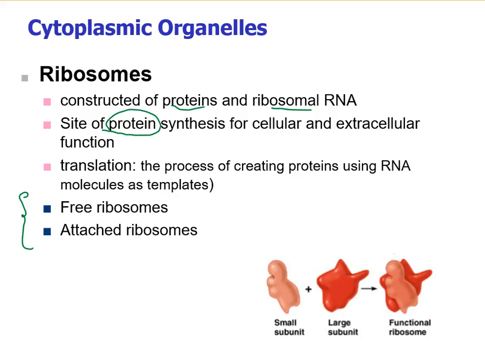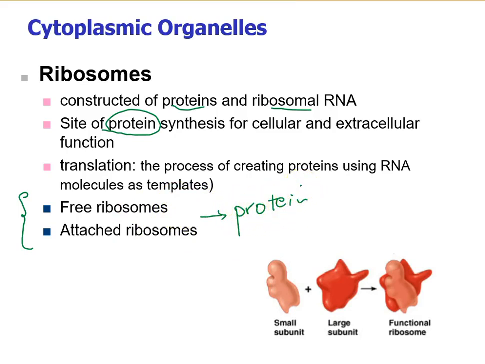Free ribosomes float around in the cell's fluid, making proteins that will stay inside the cell. Bound or attached ribosomes, on the other hand, are attached to a structure called the endoplasmic reticulum, and they make the proteins that are either sent outside the cell or inserted into the cell membrane. So whether they are free or attached ribosomes, they make protein.